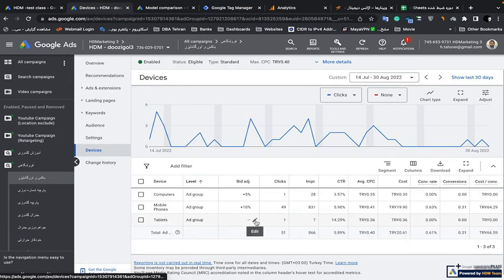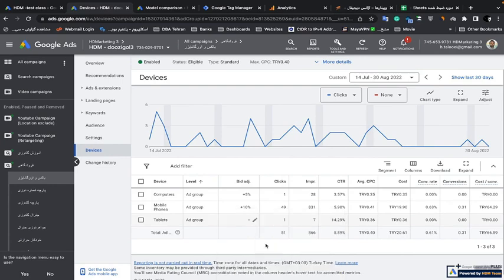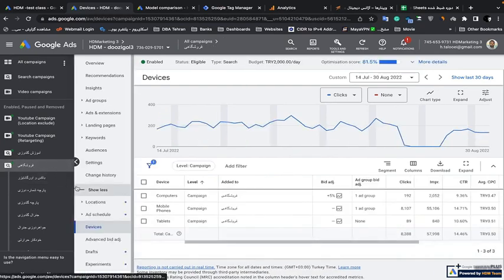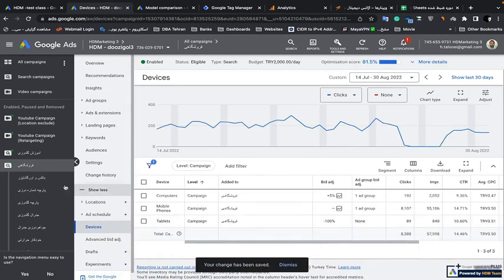If you want to block traffic on a specific device, whether at the ad group level or the campaign level, you can decrease it by 100%. But there's an exception I want to tell you about. The only time the campaign is prioritized is when it comes to the device. It's when I set a decrease of 100%, meaning if I decrease by 100%, it no longer matters at the other level.